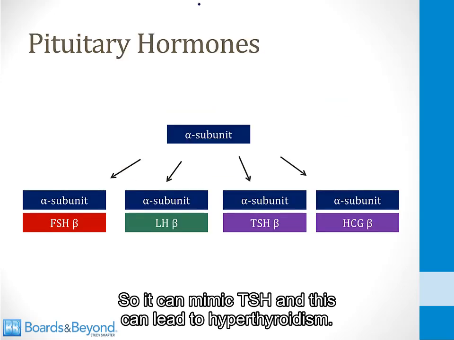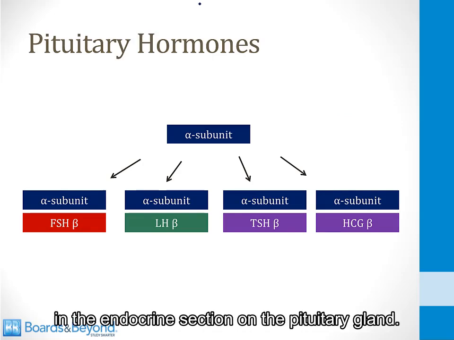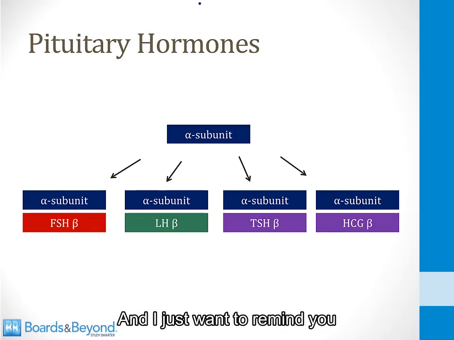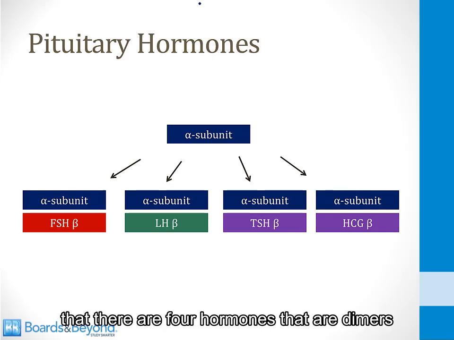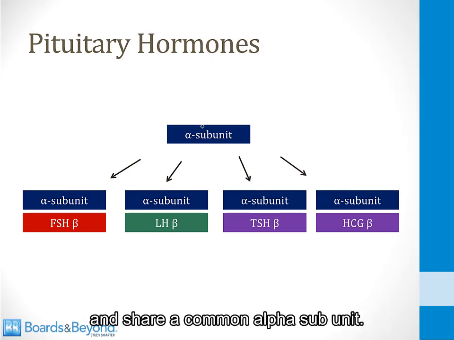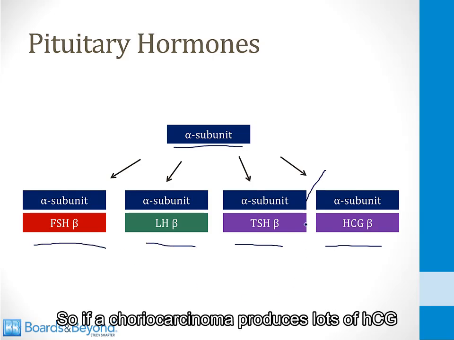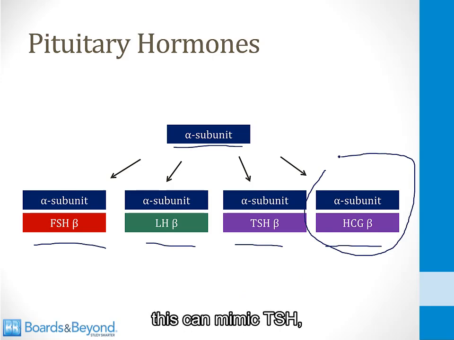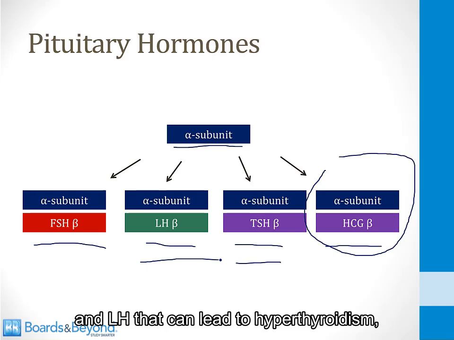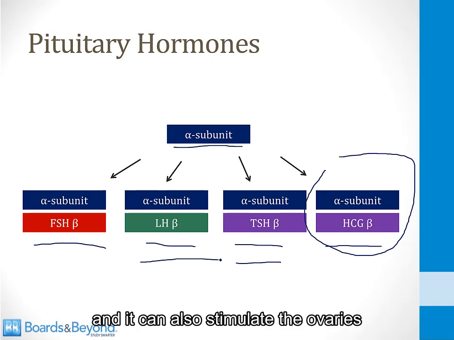This is a slide from my video in the endocrine section on the pituitary gland, and I just want to remind you that there are 4 hormones that are dimers and share a common alpha subunit. Those 4 hormones are HCG, TSH, LH, and FSH. So if a choriocarcinoma produces lots of HCG, this can mimic TSH and LH. That can lead to hyperthyroidism, and it can also stimulate the ovaries to begin producing estrogen.